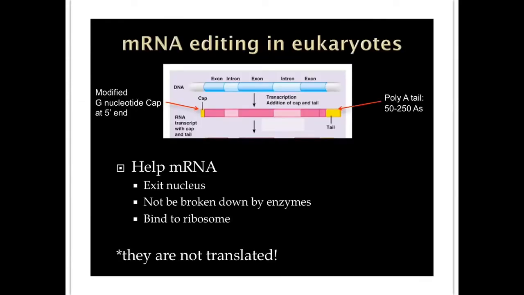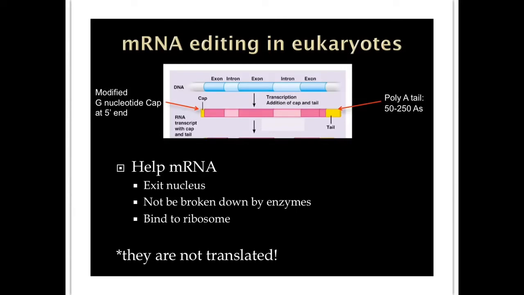In eukaryotes only, mRNA goes through a specific editing process. Here's my RNA transcript that's made from DNA. A cap is added to it. This cap is a modified G nucleotide, or guanine nucleotide, and it's added to the 5' end. Then there's also a tail that's put in, called a poly A tail because it's a bunch of A, or adenine, nucleotides added. There can be anywhere from 50 to 250 adenines added.